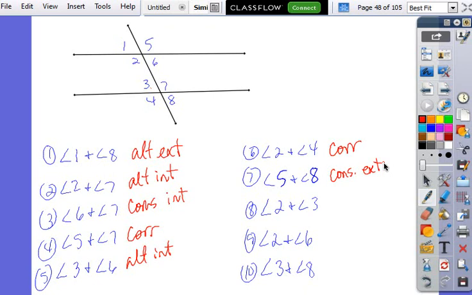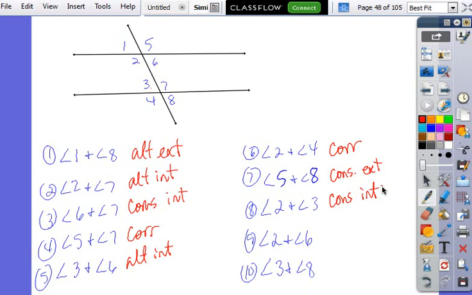All right, 2 and 3. Consecutive interior. All right, here are the two that are not ones of the definitions we just came up with today. What are 2 and 6? They are supplementary, but they're called something besides supplementary. Anybody tell me? What do those two angles make? What is 180 degrees? A line.